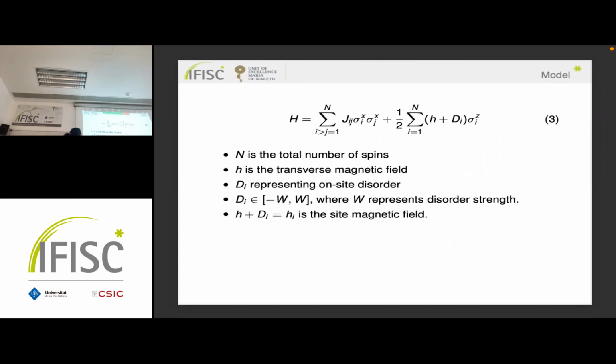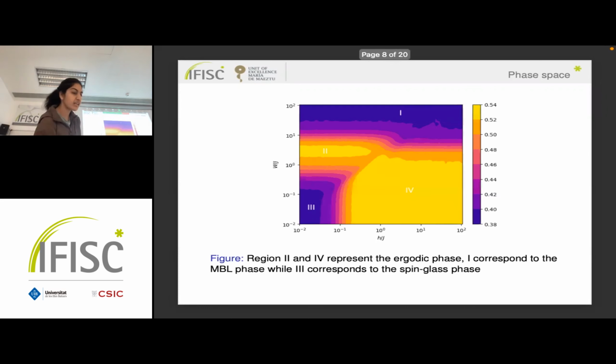Okay, this is the model of our system. It's a transverse field Ising model, where N is the total number of spins. For our results, N is always equal to 7. H is the transverse magnetic field. Di is the on-site disorder. Combining Di and H gives us the on-site magnetic field, where Di can take its value from minus W to W, and W represents the disorder strength. And the phase space diagram for this is here. This region is the spin glass, these two are the ergodic regions, region one is MBL, and this is the transition region.